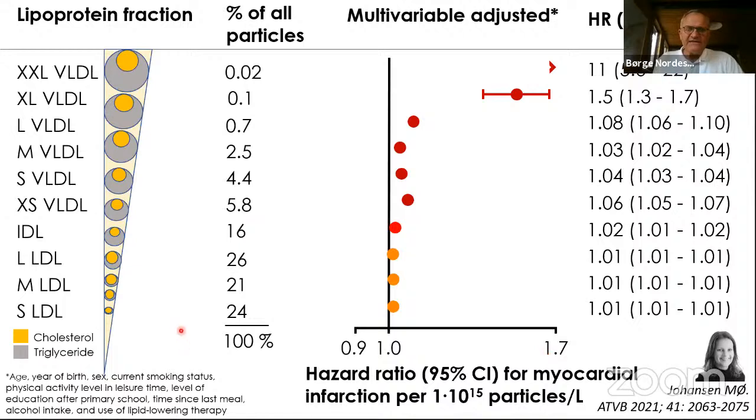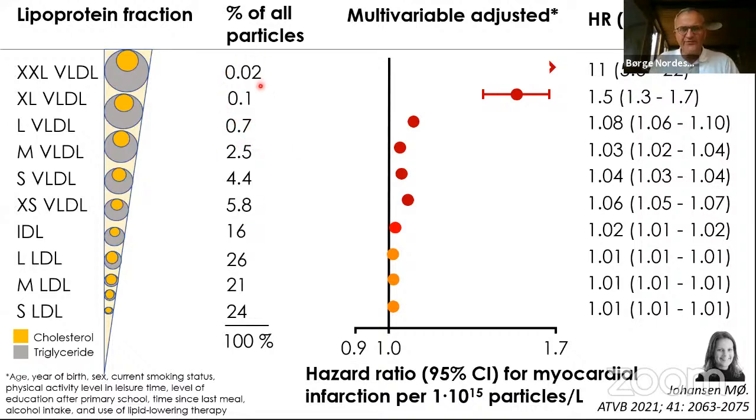And here we did a very detailed metabolomic study in about 30,000 individuals from the Copenhagen General Population Study, from 10 different fractions, from the smallest LDL to IDL to smallest VLDL to the very largest VLDL. And here you see the different sizes and the different relative content of cholesterol in yellow and triglycerides in gray. And note that when you look at how many particles in these individuals was present, this is percent of particles. So most has LDL, but still a lot had small VLDL and very few had the very largest VLDL.